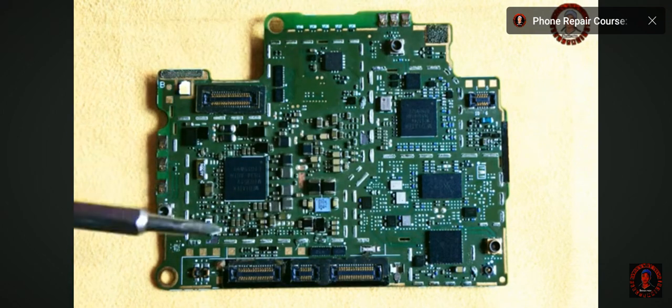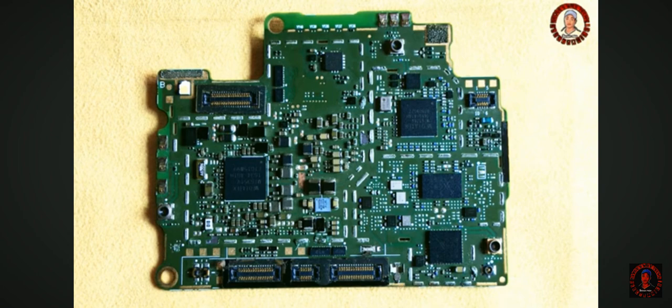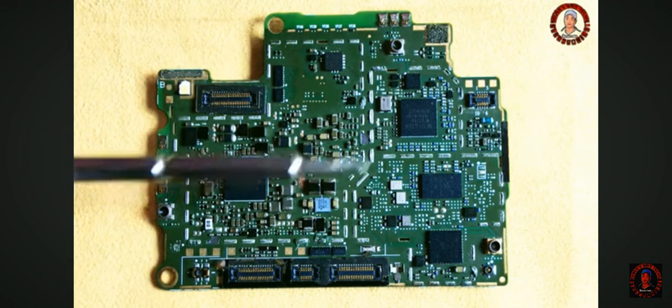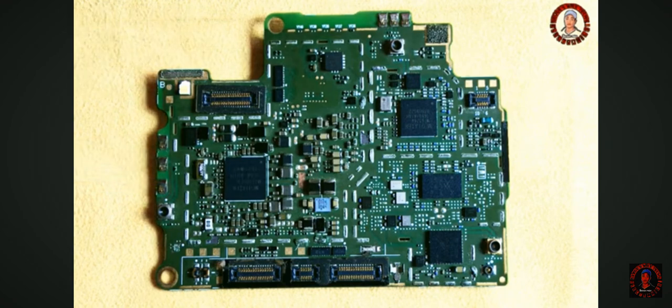Okay, so if you get a phone, for example, you get this phone right in front of me and the phone is not switching on, then you try checking. I think you guys know how to use a multimeter. Then you try checking and you see that the phone is shorting.